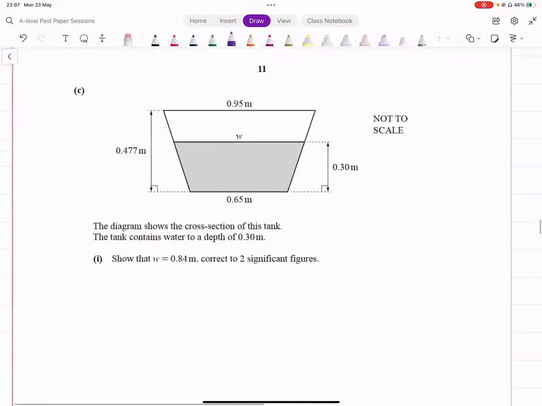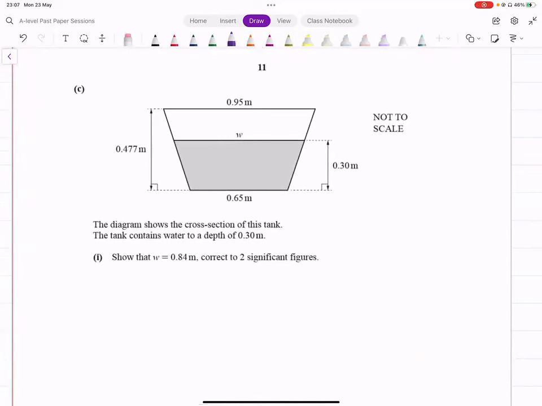Now it says the diagram shows the cross section of this tank. तो ऊपर वाला जो cross section था, जो trapezium था, वो आपको यहाँ पे नजर आ रहा है. The tank contains water to a depth of 0.3 meters. Okay, 0.3 meters आपका water है. We have to show that W equals 0.84. This is the length W. ये आपको show करनी है that is 0.84.